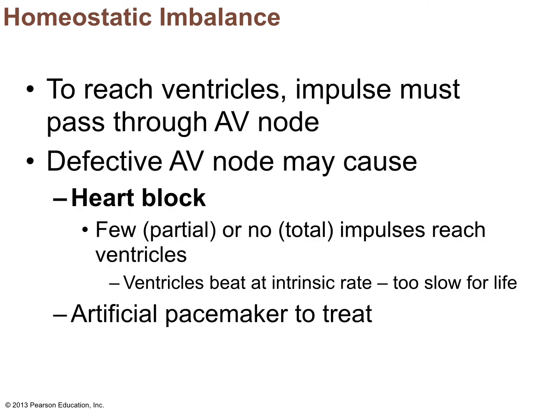Now, you have to get the impulse through the AV node to get into the ventricles. So if you have a defective AV node, you can actually have a heart block. It could be partial, it could be total. If it's partial, only part of the impulse gets through. If it's total, obviously none of the impulse gets through. But either way, the ventricles are either not going to beat or not going to be fast enough to sustain life. An artificial pacemaker would be the treatment for a heart block.